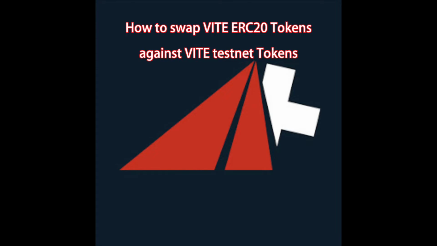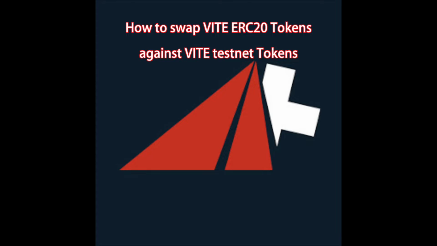I'm going to show you today how to swap your VITE ERC20 tokens for VITE testnet tokens. So what you will need is, of course, VITE ERC20 tokens. You can buy them from OKEx or Bilaxi. These are the two markets with the most liquidity, so I suggest buying them there.